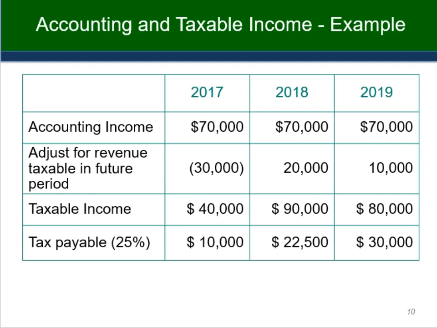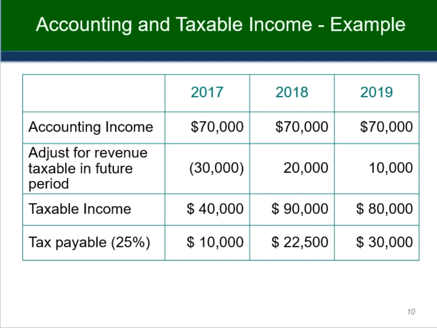Then in 2018, we assume accounting income of $70,000 again. But in this case, we have a reversal. We've collected more of our accounts receivable than we have left at the end of the year. So that would result in a reversal of the revenue adjustment, and it would increase income, so that our taxable income is a higher number, $90,000, taxes payable $22,500, 1/4 of that amount.